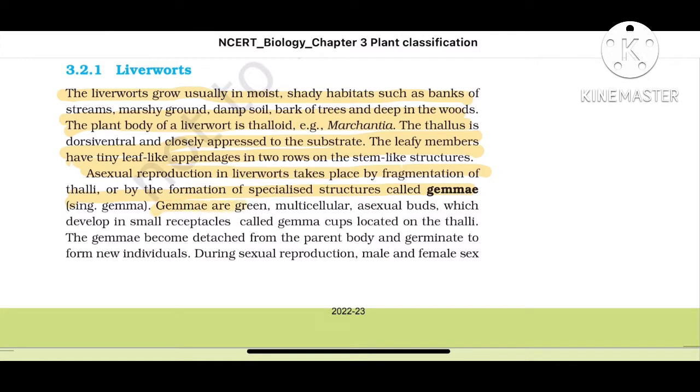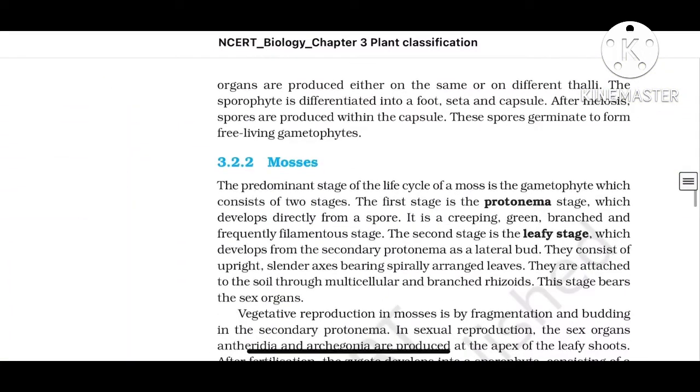Gemmae are green multicellular asexual buds which develop in small receptacles called gemma cups located on the thalli. The gemmae become detached from the parent body and germinate to form new individuals. During sexual reproduction, male and female sex organs are produced, either on the same or on different thalli.